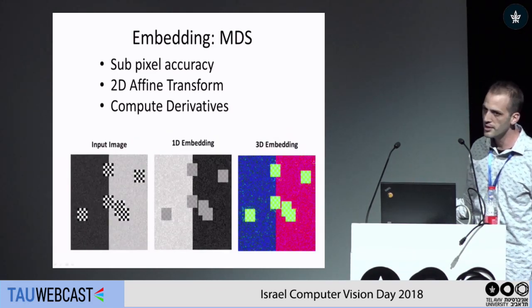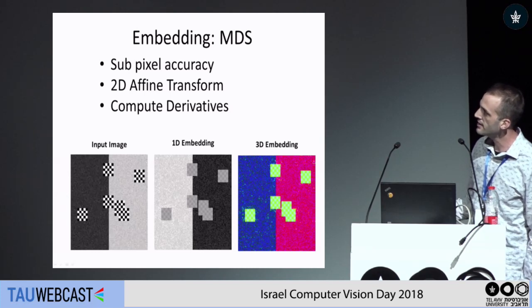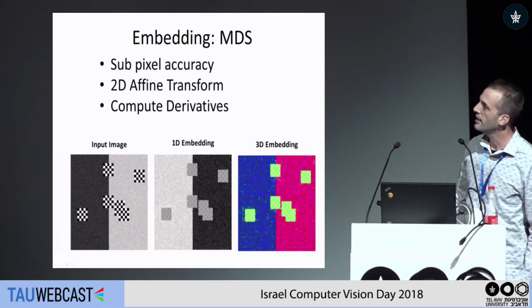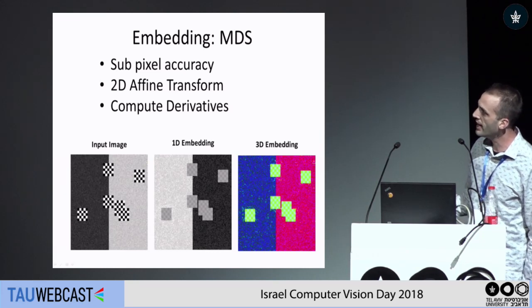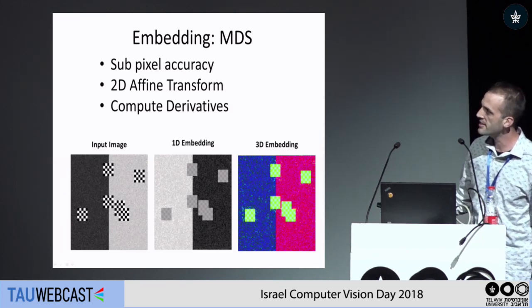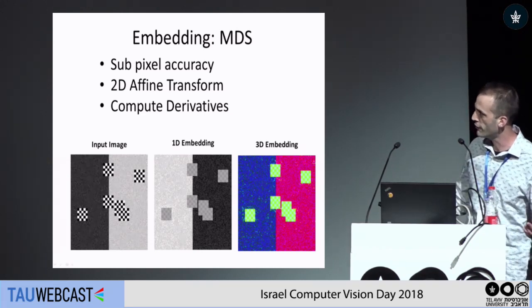So what we used is MDS, multidimensional scaling. It's an embedding method that takes the input image and embeds it in a space where the L2 distances in the new space match the co-occurrence distances in the original space. So I will explain this now further.